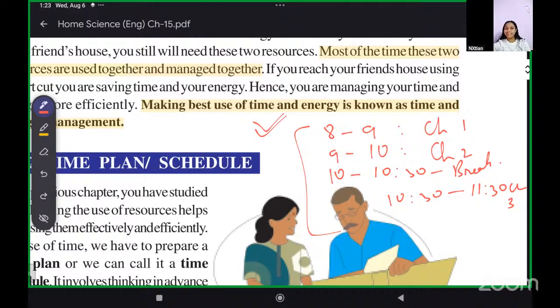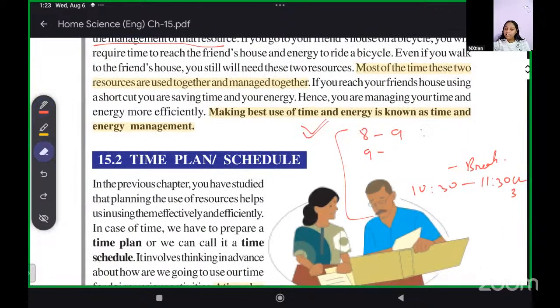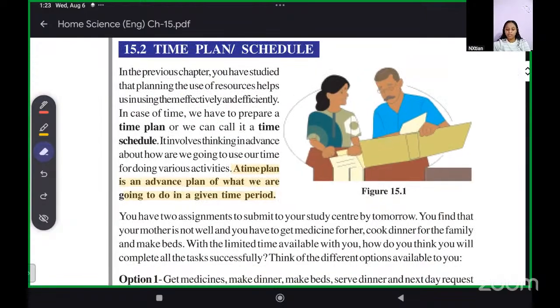I used to always write down my breaks also. This time is my break. This time I'll do. So that is how we prepare a time plan. Okay, that is how we prepare a time plan. I'll show you time plans.